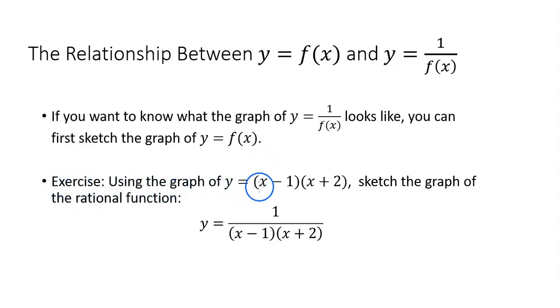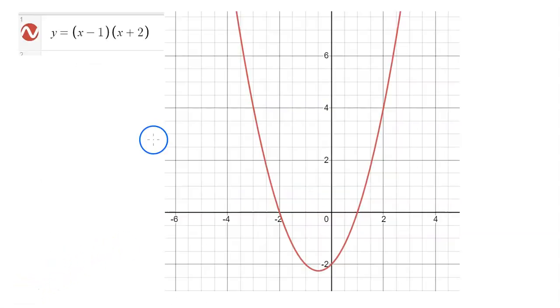Using the graph of y equals (x minus 1) times (x plus 2), sketch the graph of the rational function y equals 1 divided by that. Okay. I know, it's gotten to the point where I'm too lazy to even draw parabolas. But that's okay. So, we're going to use this parabola to draw the graph of y equals 1 divided by (x minus 1) times (x plus 2).